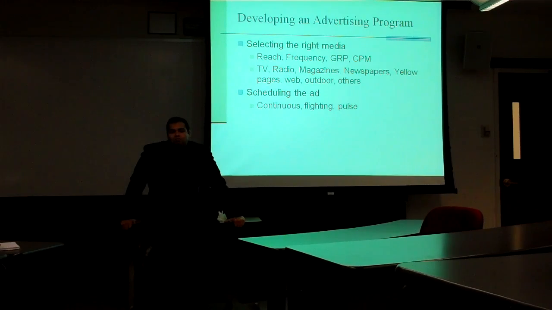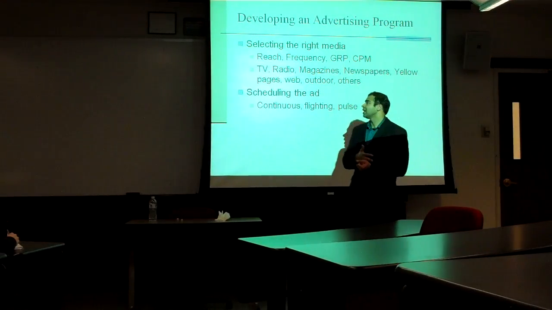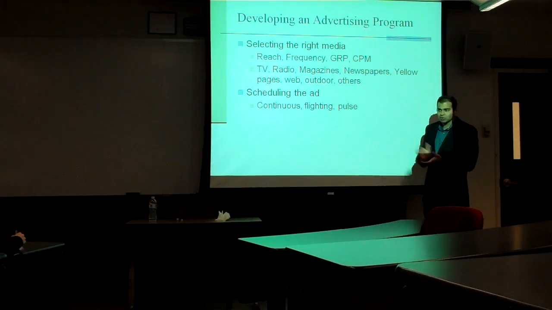Give an example. If your CPM rate for a certain ad slot is $40, that means if 1,000 people watch the ad, you've got to pay $40 to the TV station. Okay? CPM stands for cost per 1,000 impressions. So how much does it cost to show the ad to 1,000 people? If you go to a media company, which could be a TV station, a magazine, whoever else, they typically price their media slots based on the CPM rate, cost per 1,000 impressions.